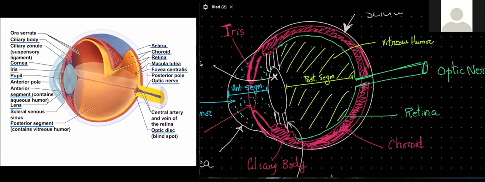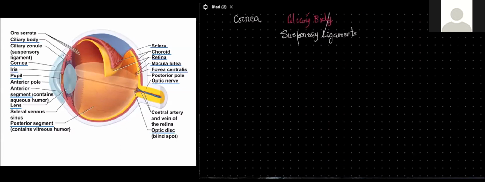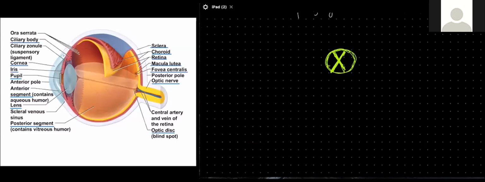If you're looking right now at the screen of your device, please focus on this point on here. Just focus on this point. Look at this X inside the circle. Can you still see this bird? If you look at this X, can you still see this bird? What do you think? Yes or no?